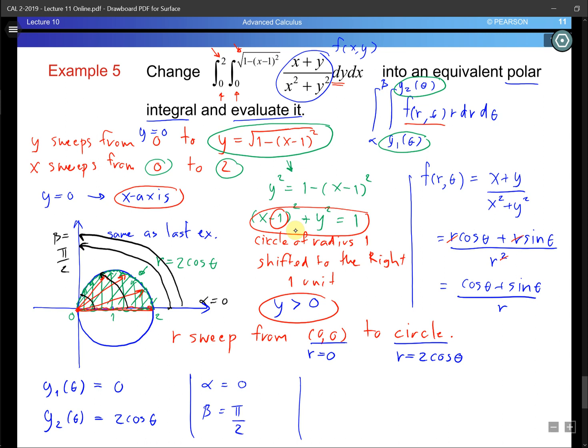So from the formula, in double integration, alpha starts from 0 to pi over 2. Now for g1 theta, it starts from 0, and g2 theta is equal to 2 cosine theta. The function right here is equal to cosine theta plus sine theta divided by r, times r dr d theta. And we can see here that we can cancel this r. Maybe we got lucky here. Okay, the r here cancels.